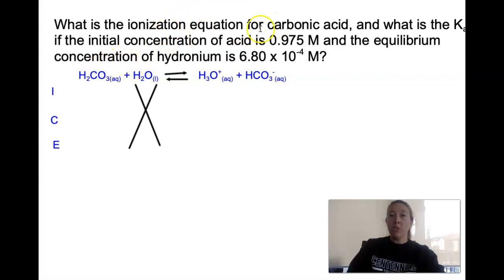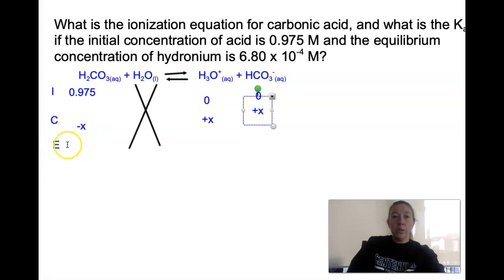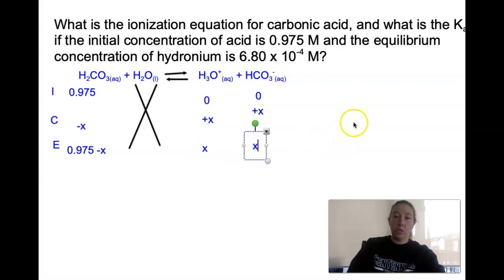Okay, so we have the initial concentration of acid as 0.975. Initial concentration of hydronium, we're going to assume is 0. And same for the HCO3 minus, right? Change values, minus X, plus X, and plus X. Okay, so that means our equilibrium concentration of H2CO3 is going to be 0.975 minus X, and the hydronium is just going to be X, and the HCO3 minus is also just going to be X.